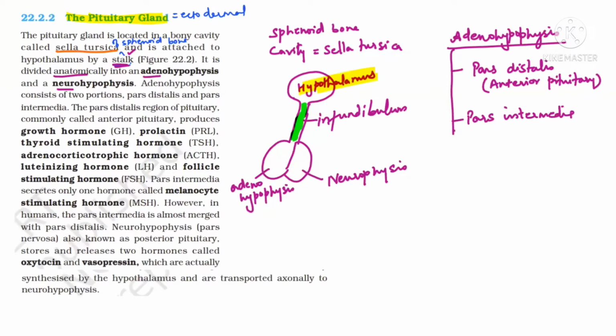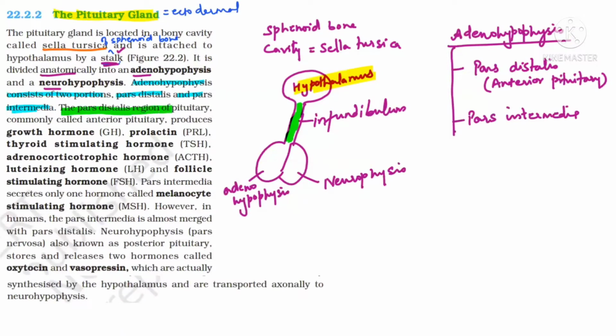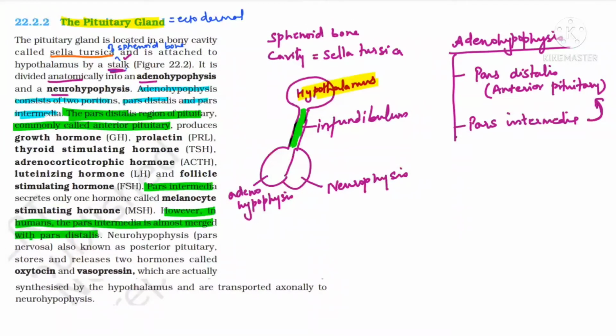Clear, beta? So see, beta, I'm highlighting it. Adenohypophysis consists of two portions, pars distalis and pars intermedia. Pars distalis region of pituitary is commonly called anterior pituitary. And pars intermedia is your middle lobe, which will secrete only one type of hormone. But in human, please remember, focus better, pars intermedia is almost merged with the pars distalis.